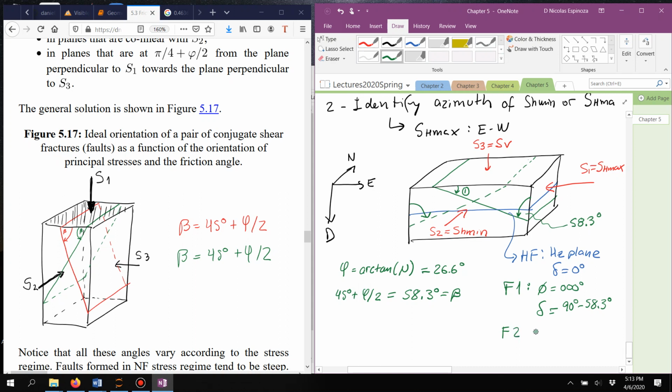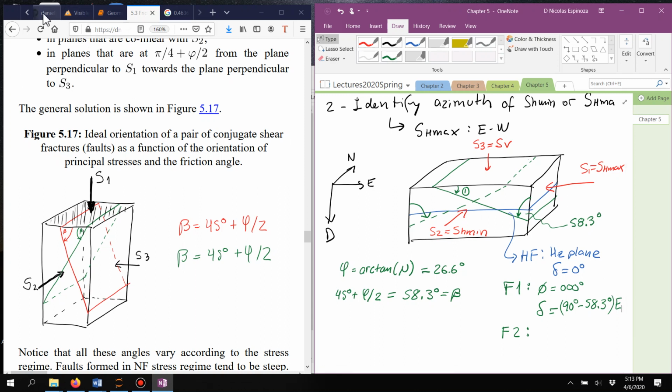You can do the math, you can get the solution, and for fault number 2 is going to be pretty similar. Now that I do fault number 2, I see that I'm missing something over here. This dip, you can see fault number 1 is dipping towards the east, so we're going to add an E over there. Fault 2 is going to be different.